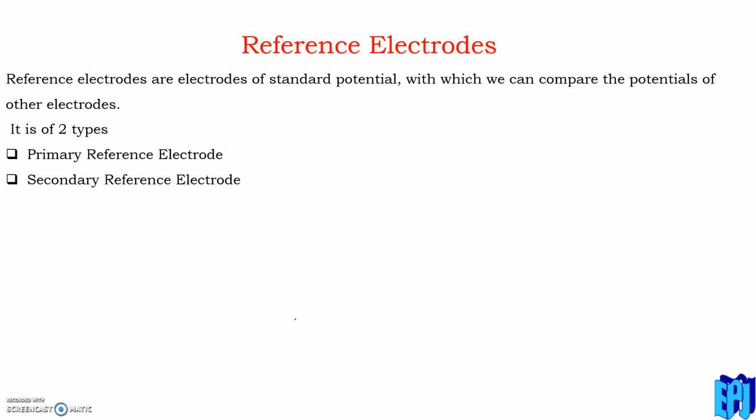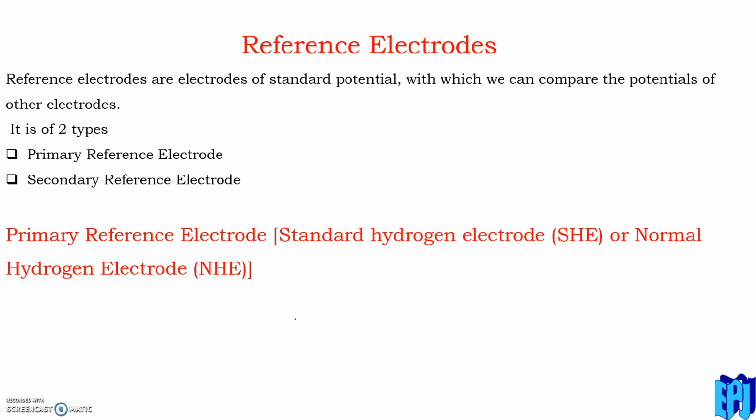Okay, so it is mainly of two types. They are the primary reference electrode, and the second one is the secondary reference electrode. Let us first see what we mean by a primary reference electrode. A primary reference electrode has a standard cell potential value of 0, and mainly includes two electrodes. One is the standard hydrogen electrode, abbreviated as SHE. The other is also known as the normal hydrogen electrode.